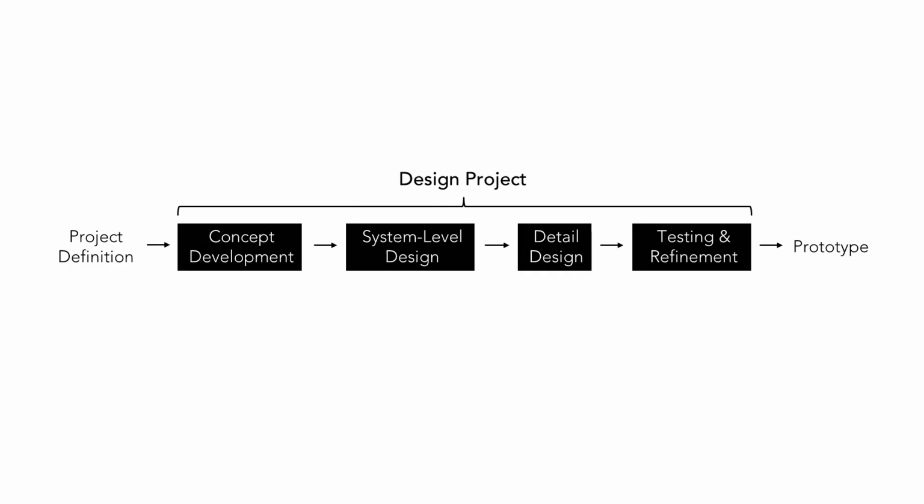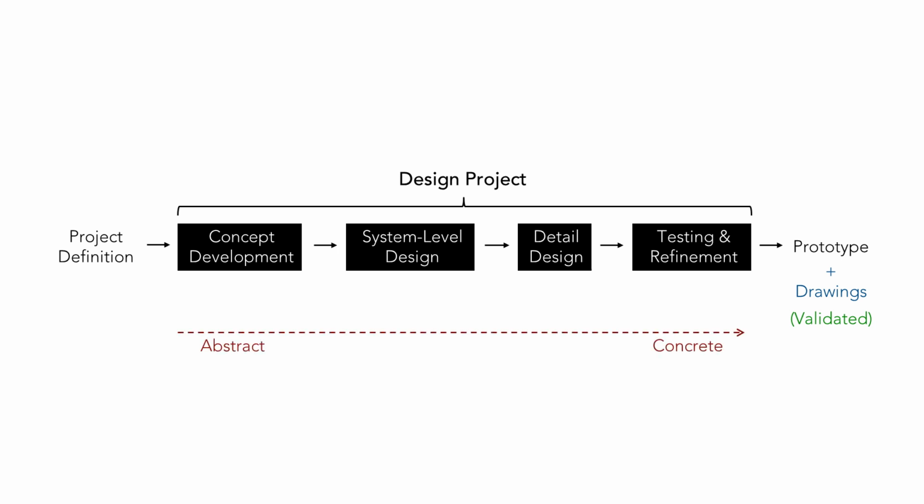A design project starts with a project definition and it ends with the delivery of a prototype, along with its very detailed description, often in the form of engineering drawings. Most importantly, the design will have been validated experimentally. There are 4 phases to a design project, and it evolves from abstract ideas to concrete details.